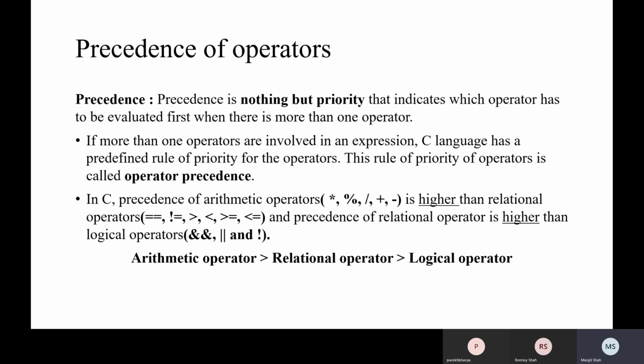In C, the precedence of arithmetic operators (multiplication, modulo, division, plus, minus) is higher than the relational operators, that is equal to, not equal to, greater than, less than, greater than or equal to, less than or equal to. And the precedence of the relational operators is higher than the logical operators, that is and, or, and not.